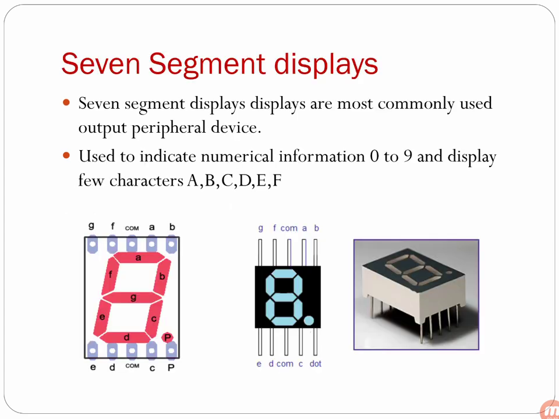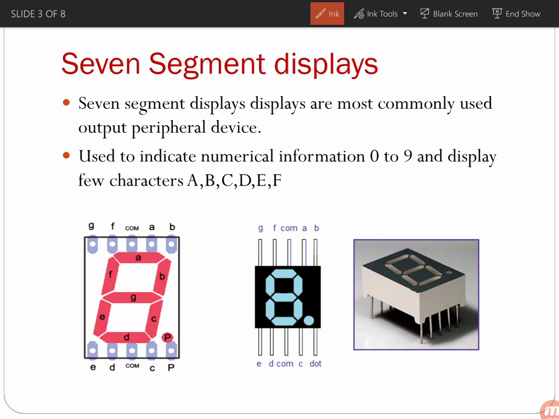So first, knowing about the 7-segment displays. 7-segment displays are most commonly used output peripheral devices. They are used to display numbers from 0 to 9 and alphabets A to F. So 7-segment displays are made up of either LEDs or LCDs. These LEDs are used to display the required numeral or an alphabet.